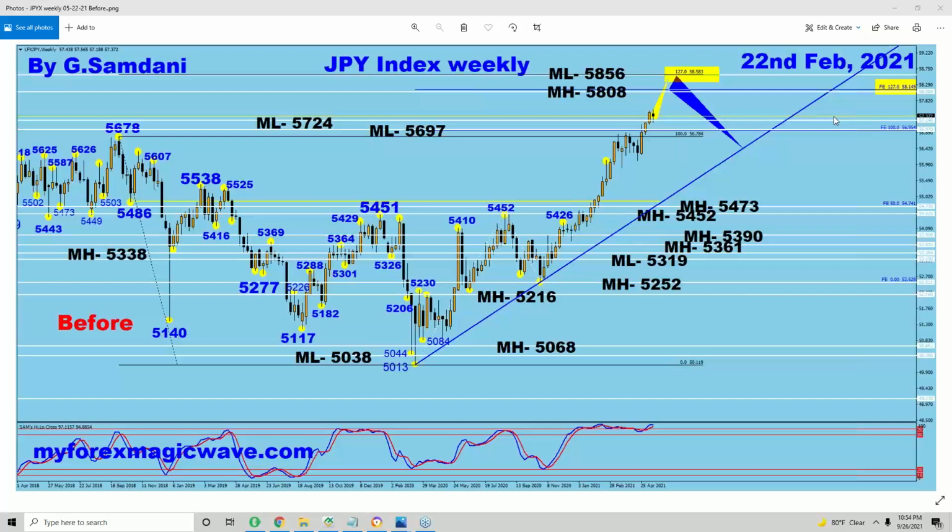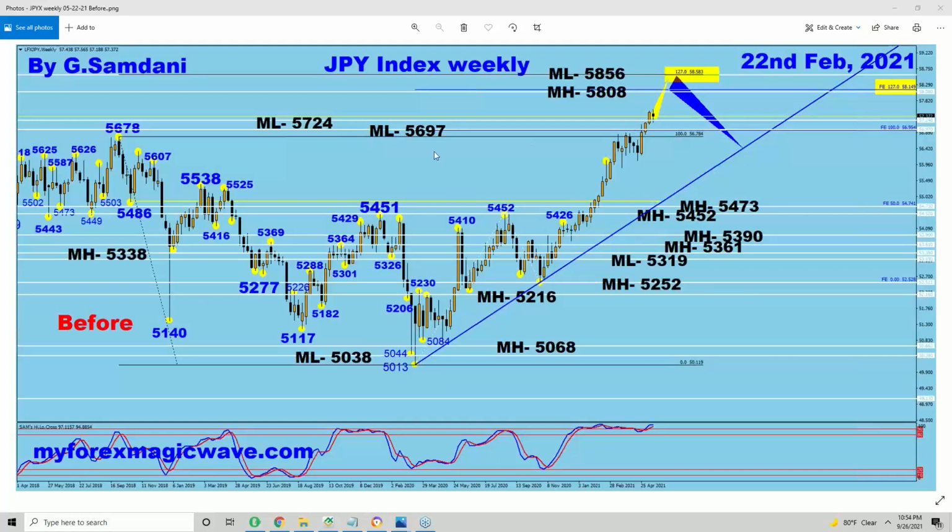I'm making this small video about the yen index and yen pairs. So what's going to happen this week? Let's get started. This chart is a yen index weekly chart. I made it on February 22nd, 2021.